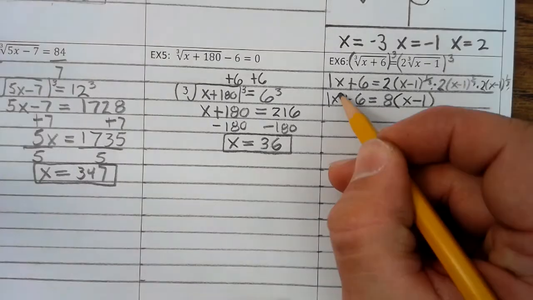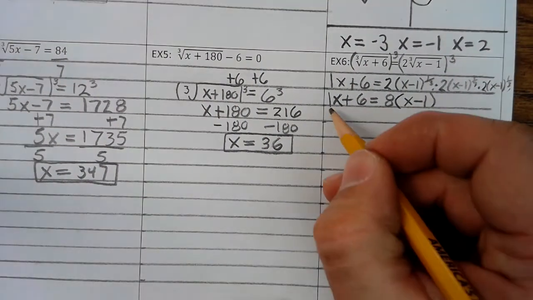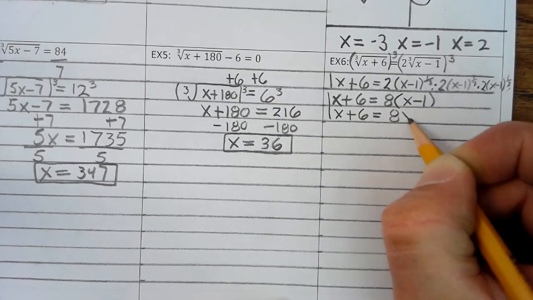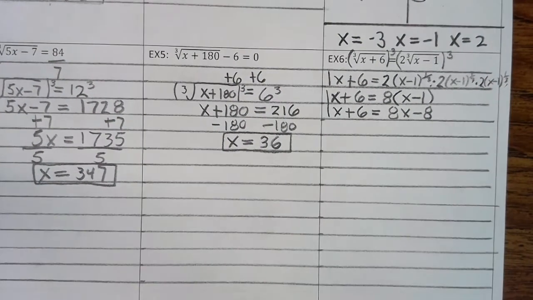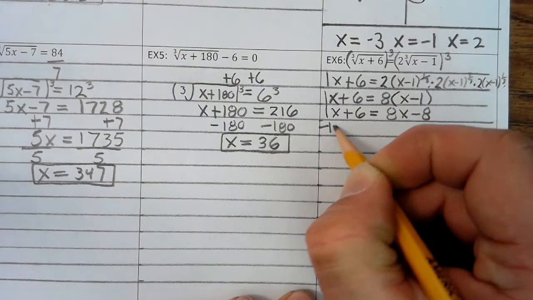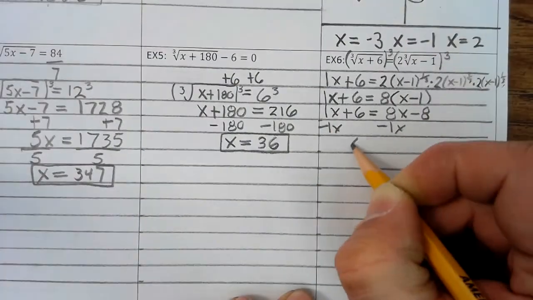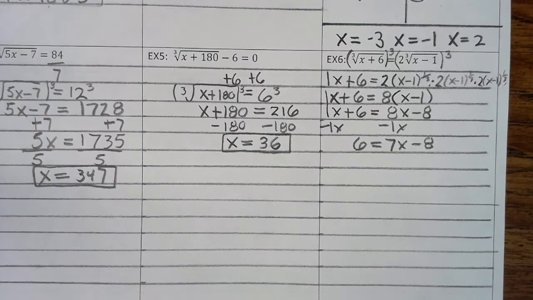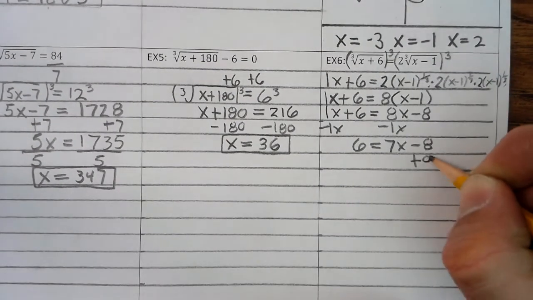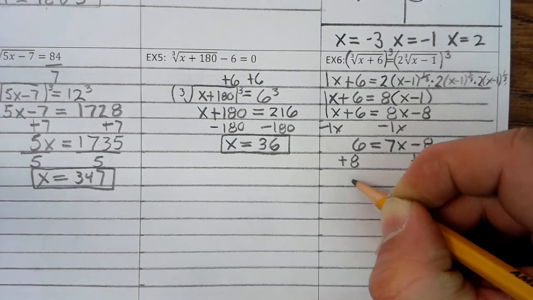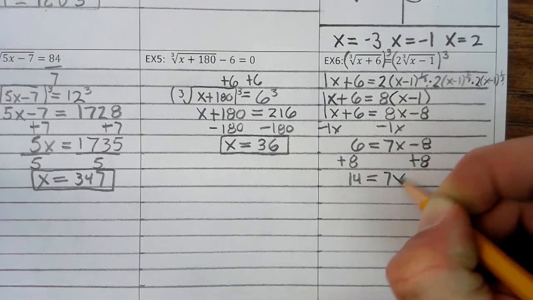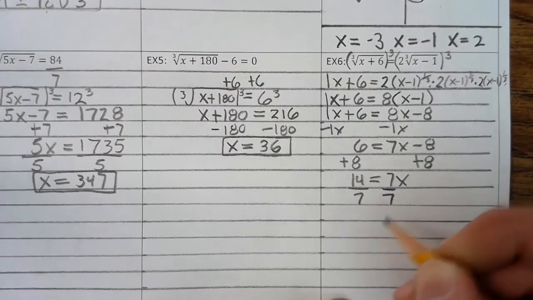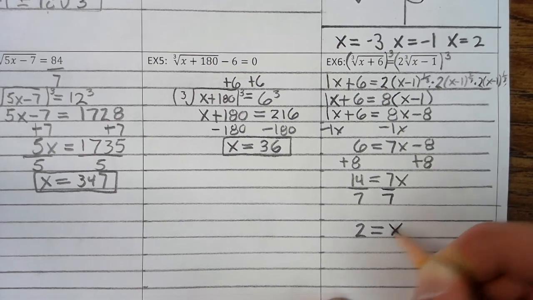All right, so then we have 1x plus 6. Distribute the 8: 8x minus 8. We're going to subtract 1x from both sides. So you get 6 equals 7x minus 8. Add 8 to both sides. You get 14 equals 7x. Divide both sides by 7. 2 equals x.